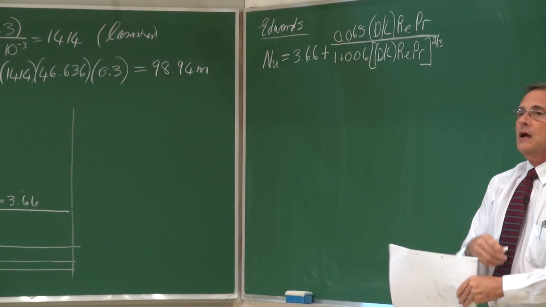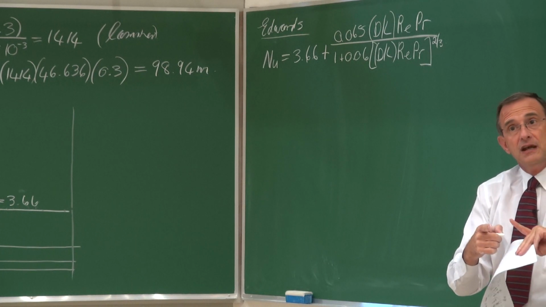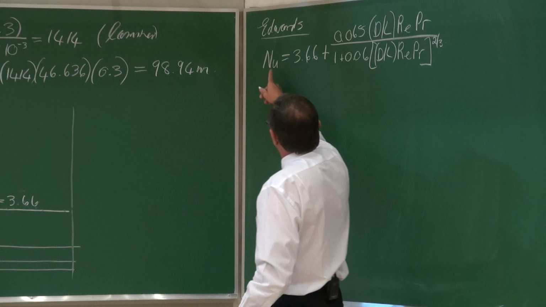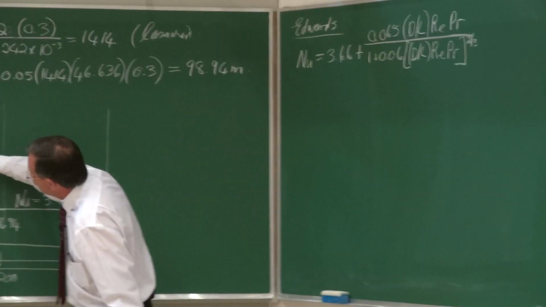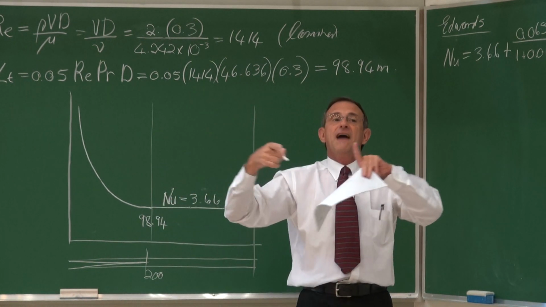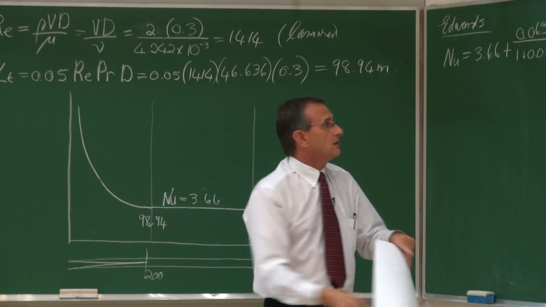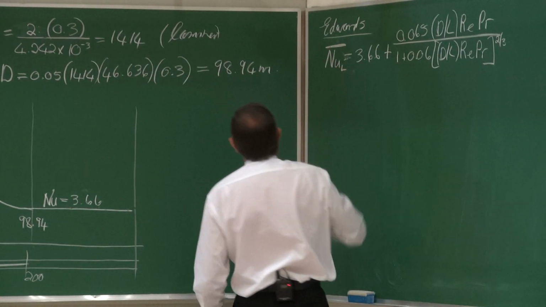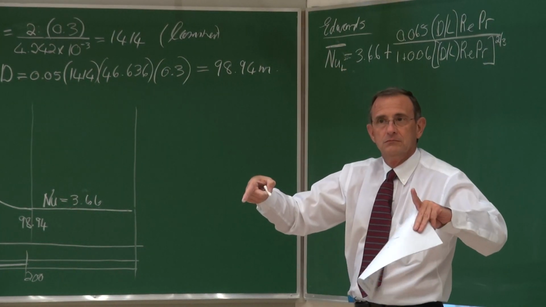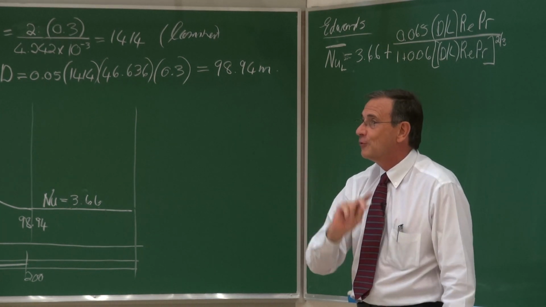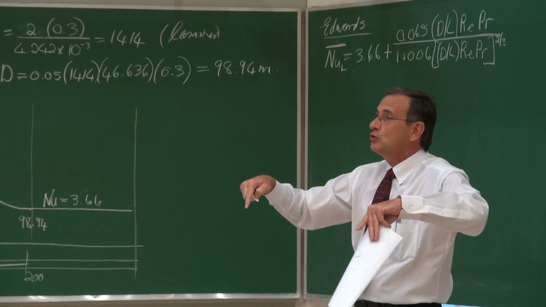Okay. And what is important about this Edwards equation is that it does not give us the local value at a specific length L. It gives us the average over the total length. So we must rather say this is the Nusselt number over the total length L. Okay. Look in the fine print of your textbook. You have to go and read it very well. So this is over the total length.